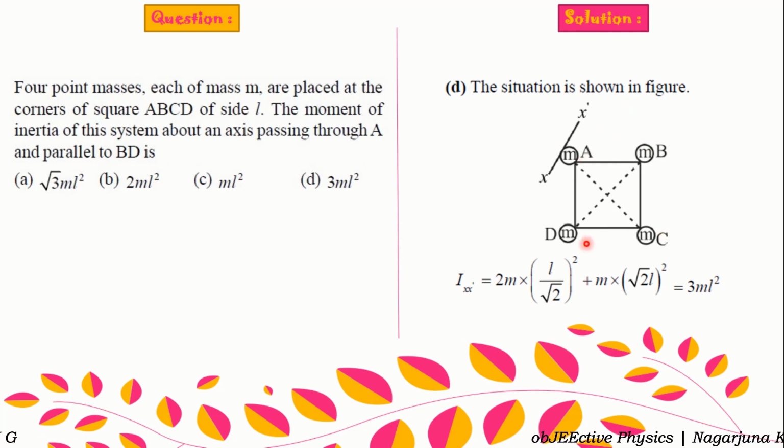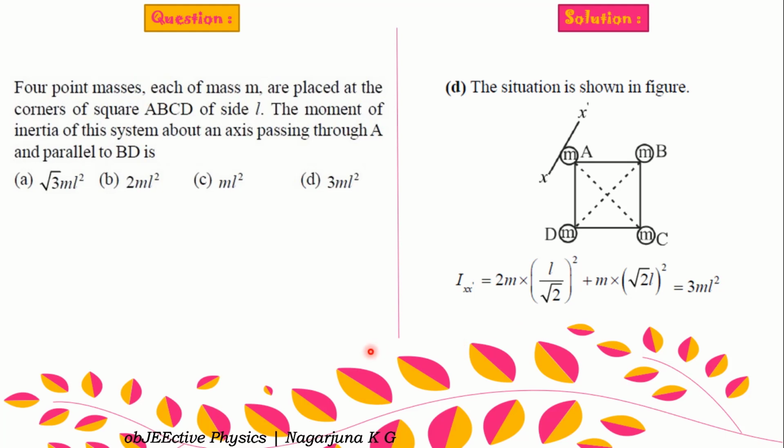So A, B, C, D are 4 masses placed at 4 corners of a square, and axis of rotation is passing through A, that is parallel to DB. So therefore here A mass is on the axis, so moment of inertia becomes 0 for A, and B and D are at equal distance from the axis of rotation, that is half of the diagonal length, L by root 2, and this mass at C is at a distance from the axis of rotation equal to length of the diagonal.